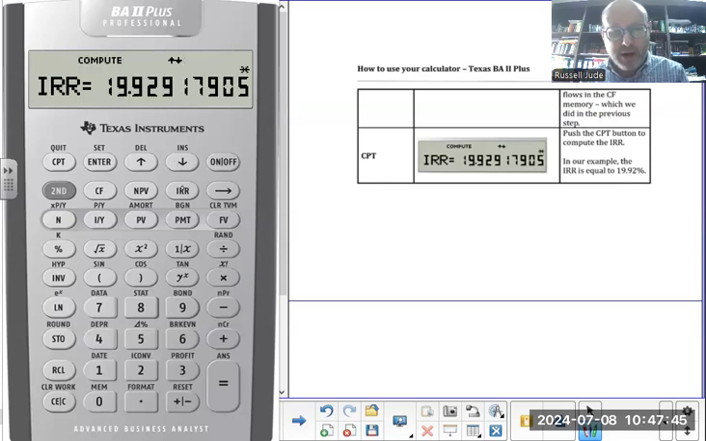I push my IRR button and compute, and there is my 19.92 calculation done for you. That is how you do internal rates of return, nice and simply. Remember again, guys, just a quick summary. Step 1, put all the cash flows into the cash flow mode. Step 2, you work with the IRR mode, and of course you just push the compute button.